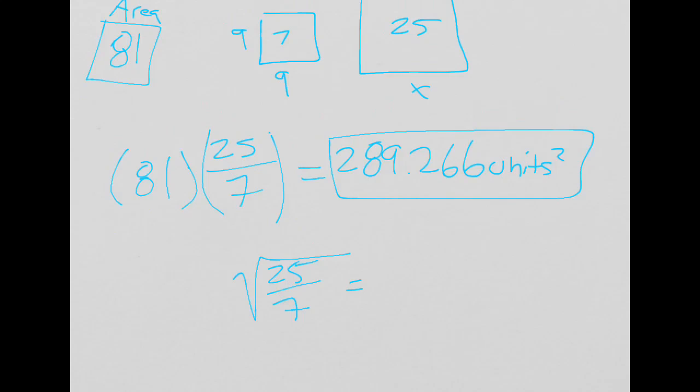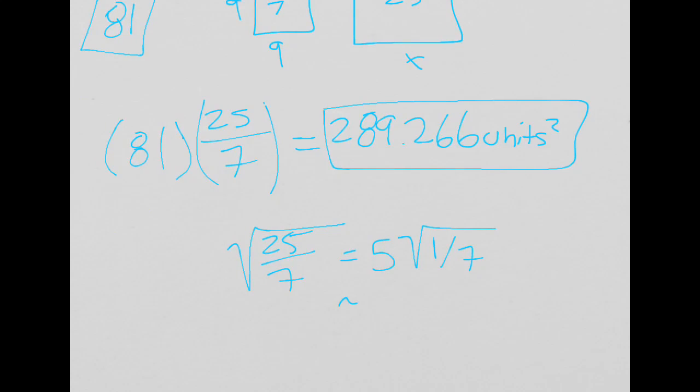So this we could go ahead and try and do algebraically. The square root of 25 is 5, so this would become 5 times the square root of 1/7. That's pretty ugly, so let's go ahead and actually figure out an approximate value here. And we get 1.8898, so really, we should change this to 1.890. But is that your answer?